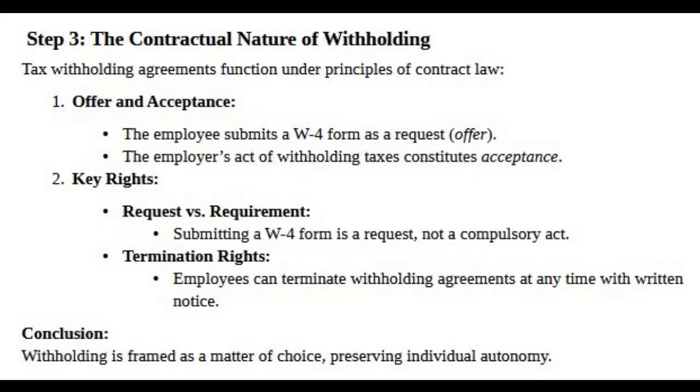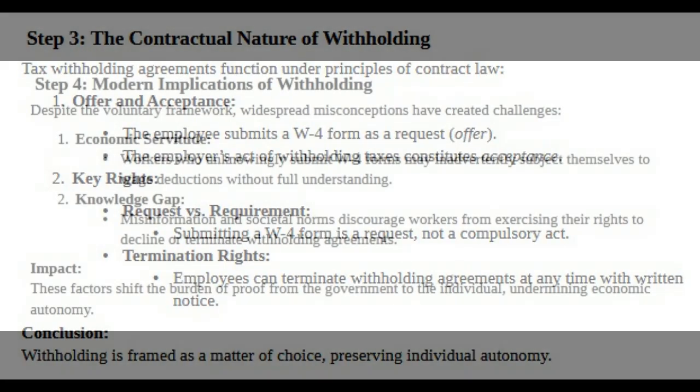Step 3. The contractual nature of withholding. Tax withholding agreements function under principles of contract law. Offer and acceptance. The employee submits a W-4 form as a request, an offer. The employer's act of withholding taxes constitutes acceptance. Key rights. Request versus requirement. Submitting a W-4 form is a request, not a compulsory act. Termination rights. Employees can terminate withholding agreements at any time with written notice. Conclusion. Withholding is framed as a matter of choice, preserving individual autonomy.